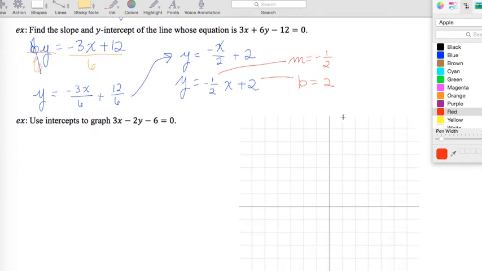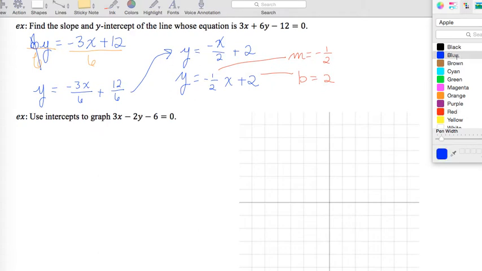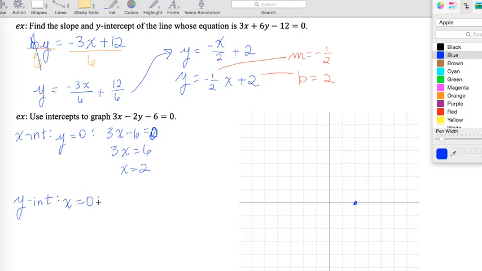Using intercepts to graph functions that are written in general form is pretty easy actually, because if you want to find the x-intercept, that occurs when y is 0. So if I plug in 0 for y, that term goes away, and I just have 3x minus 6 equals 0. So 3x equals 6, so x is 2. There's my x-intercept. And the y-intercept occurs where x is 0. If I plug in 0 for x, that term goes away. That's negative 2y minus 6 equals 0.